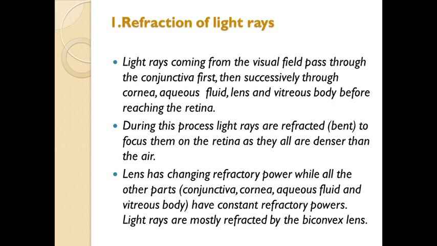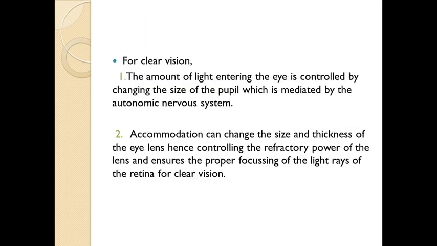The biconvex lens can change refractory power while other parts have constant refractory powers. Then after refraction, for clear vision, there are two things that should be done. The amount of light entering the eye is controlled by changing the size of the pupil, which is mediated by the autonomic nervous system. It is done by the contractions and relaxations of the iris muscles, mediated by the autonomic nervous system. So it controls the amount of light entering the eye.